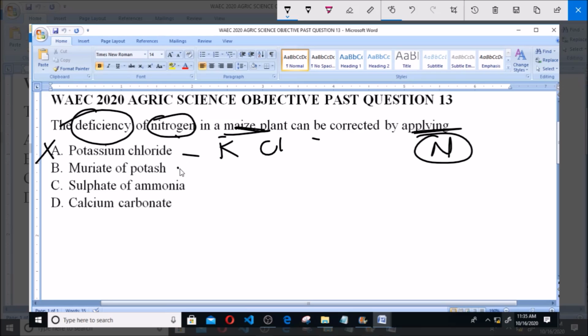Now muriate of potash is the same as potassium chloride, containing both potassium and chlorine. So of course, similar to potassium chloride, it does not contain nitrogen, so it cannot correct the deficiency of nitrogen, so it is not the answer.